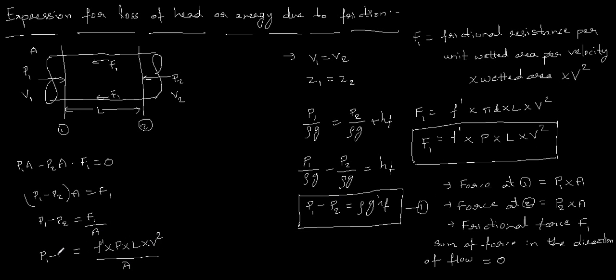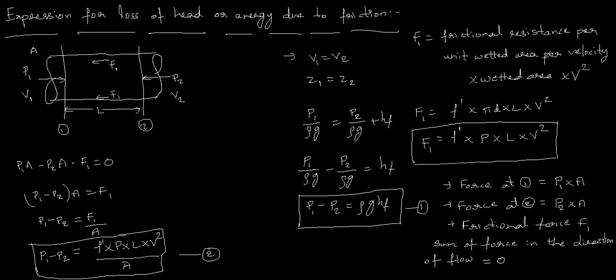Once again, P1 minus P2. So assume this equation as 2 again. Okay, P1 minus P2 is equal to one formula. So we can make these two equations equal now.